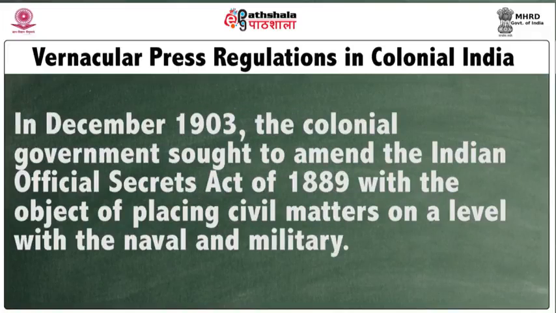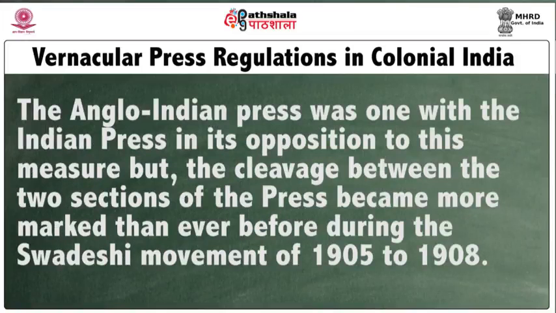In December 1903, the colonial government sought to amend the Indian Official Secrets Act of 1889 with the object of placing civil matters on a level with the naval and military. The Anglo-Indian press was one with the Indian press in its opposition to this measure, but the cleavage between the two sections of the press became more marked than ever before during the Swadeshi movement of 1905 to 1908.